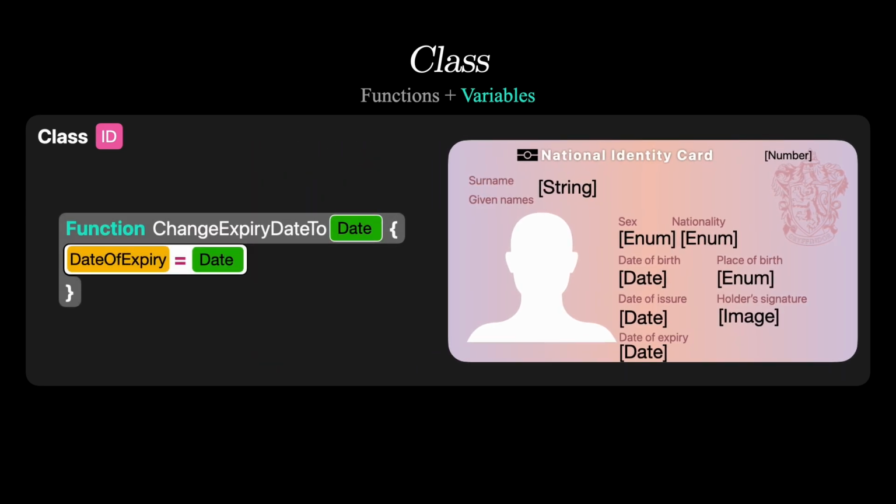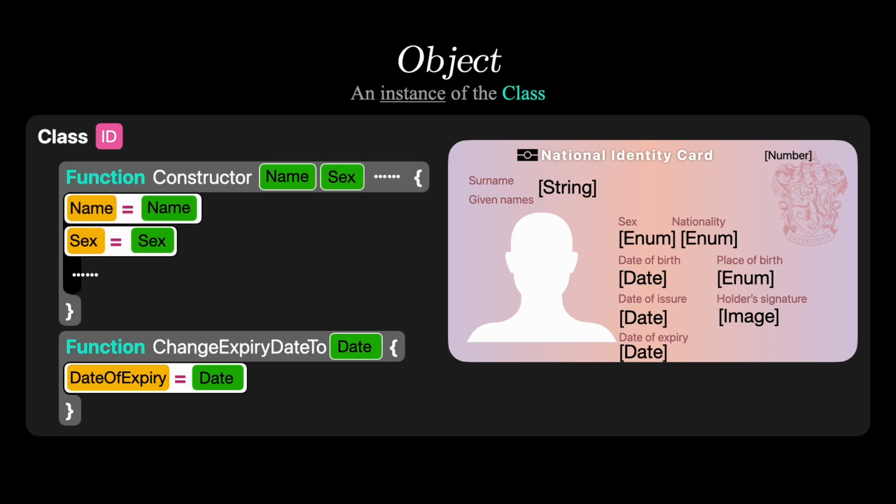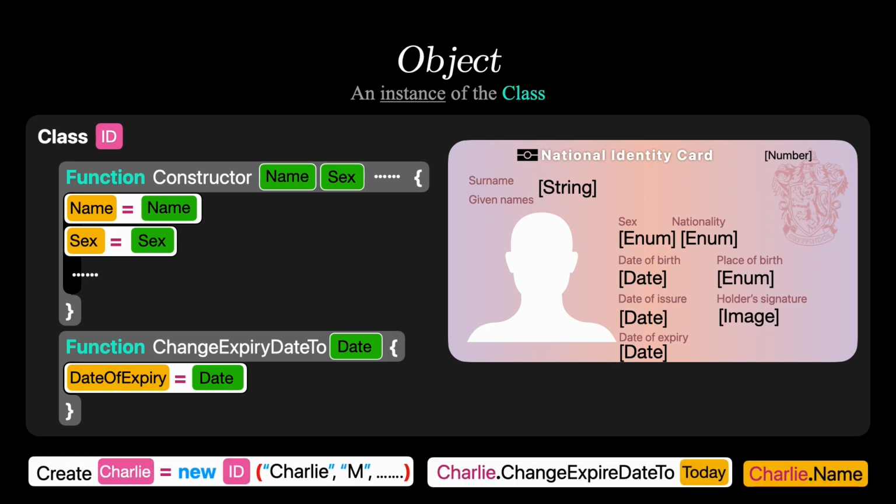But wait, we can't use the data and functions yet because it's just a blueprint. We need to create an object, the actual instance of the class. That's where the constructor comes in. This function is like a magic wand that creates a new ID card. Now you can call the function or use the variable using the same syntax as a module.